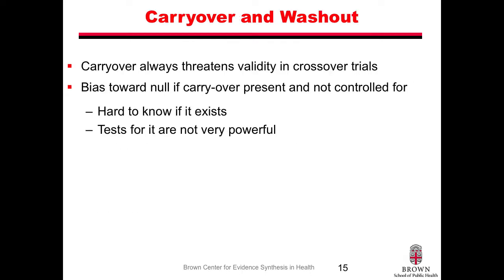Carryover and washout, I've mentioned. There's usually a bias toward the null if the carryover is present and not controlled for, but it's really hard to know if it exists. And the tests for it are not very powerful, so it's really hard to know kind of what's going on with this problem. And so you have to be very careful about what you do and how you analyze it.